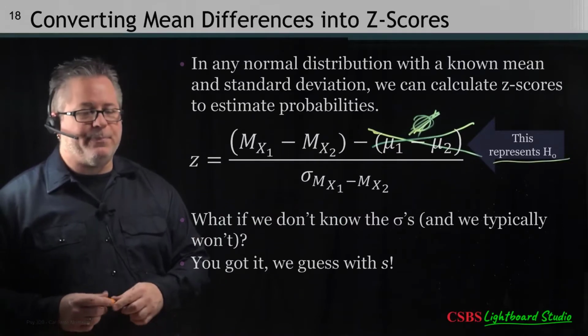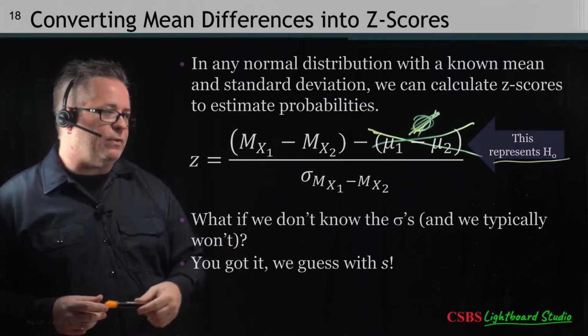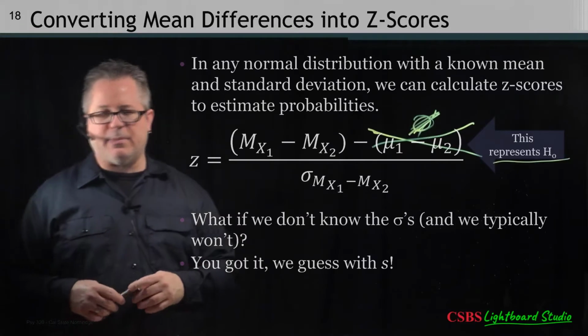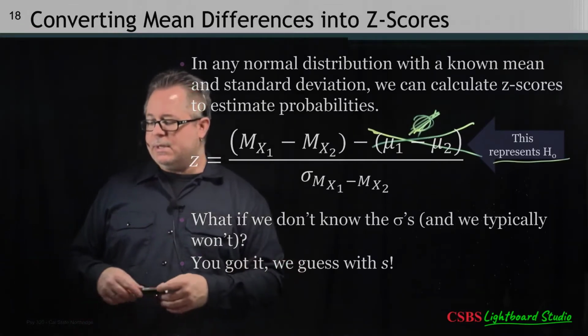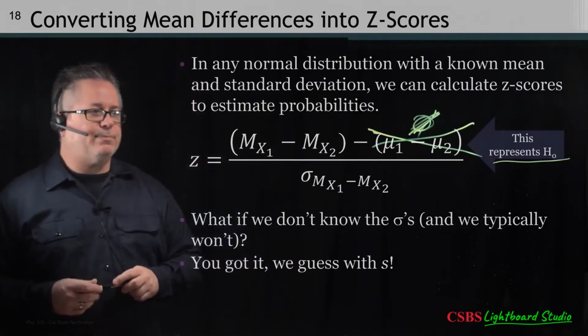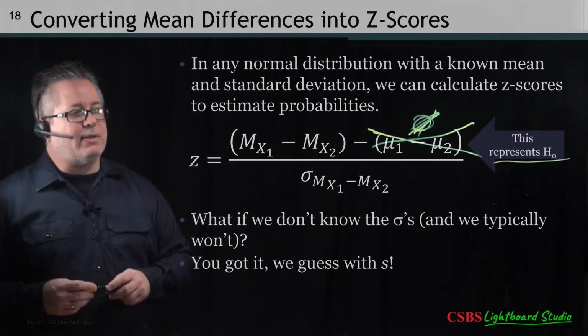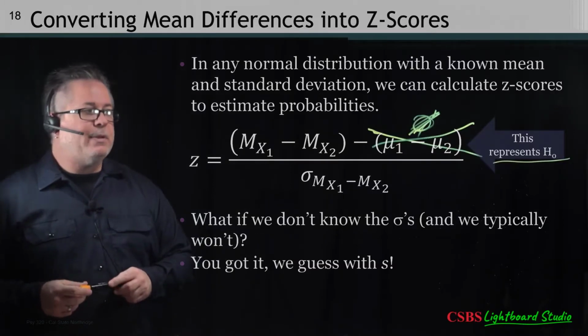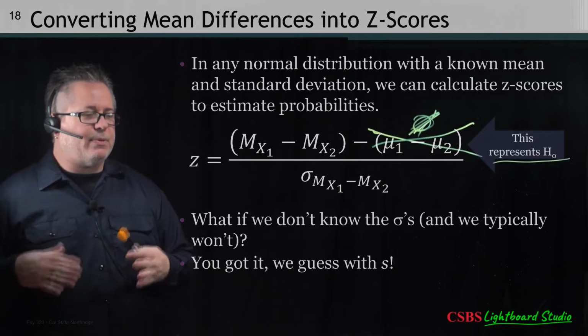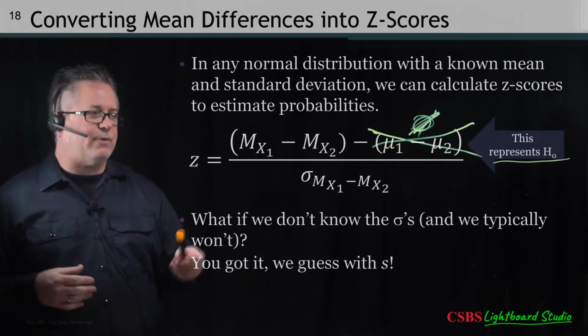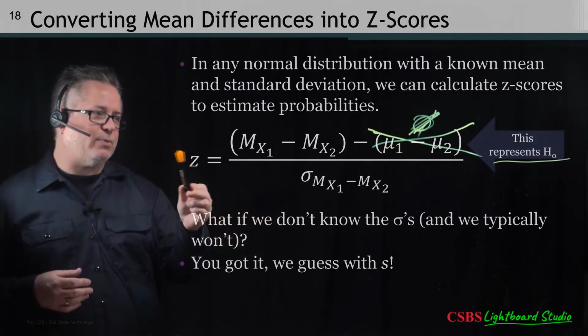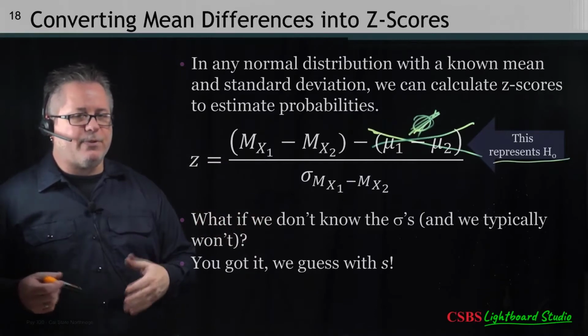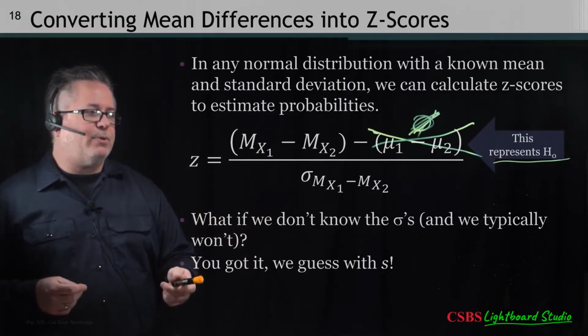But here's the problem. What if we don't know the sigmas? And we typically don't. By typically, I mean hardly ever. The idea of knowing the population standard deviations is really slim to none. So this is just a step to figure out, okay, what could we do? If we knew the sigmas, we could do a z-test. We're not going to know them. It's very unlikely.